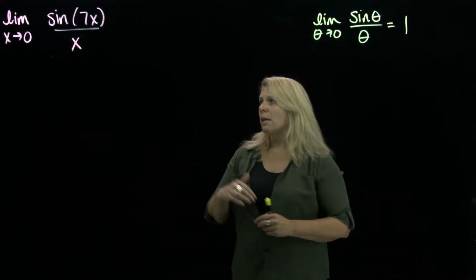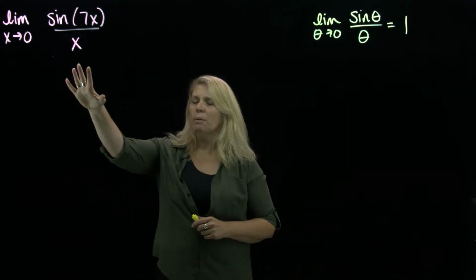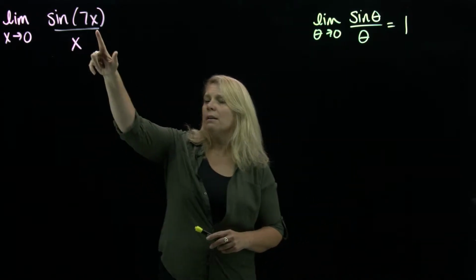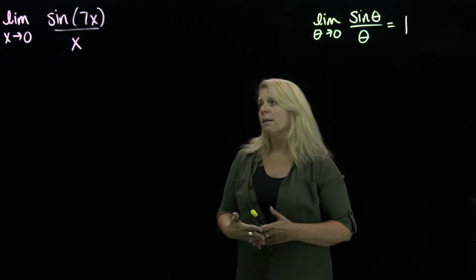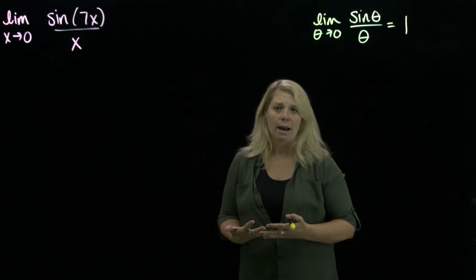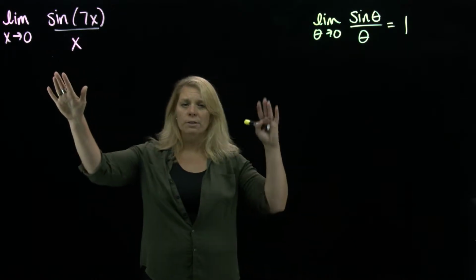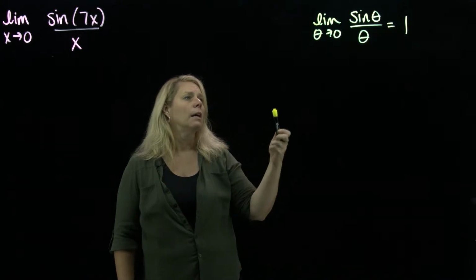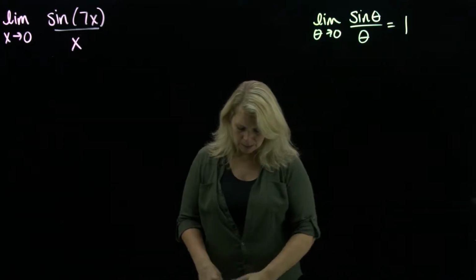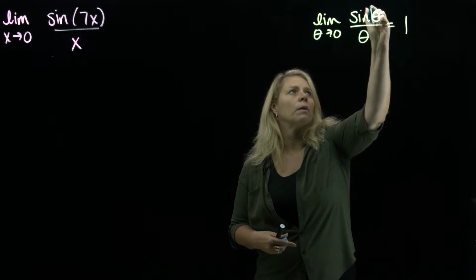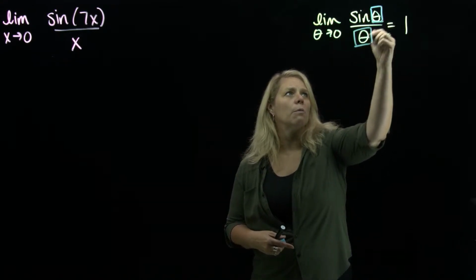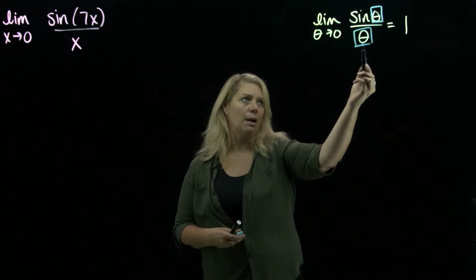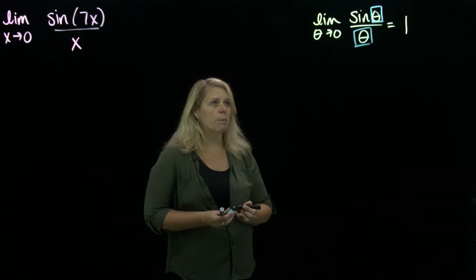All right, so one of the things that you might notice is that I have a very similar problem over here to what this theorem is, except I have an extra 7 in this problem. So what we want to talk about in this example is how do I deal with that extra 7. And I intentionally use different variables here in the problem that we're working on and the theorem that we've got here. So the key thing with this theorem is that this expression here needs to be the same. So whatever the expression is inside the sine function, that needs to be the same as the expression on the denominator. And then that expression needs to be approaching 0.